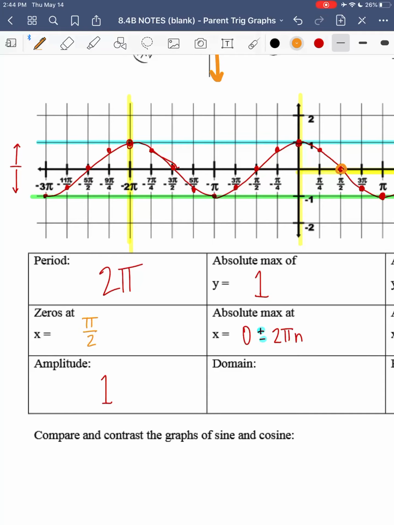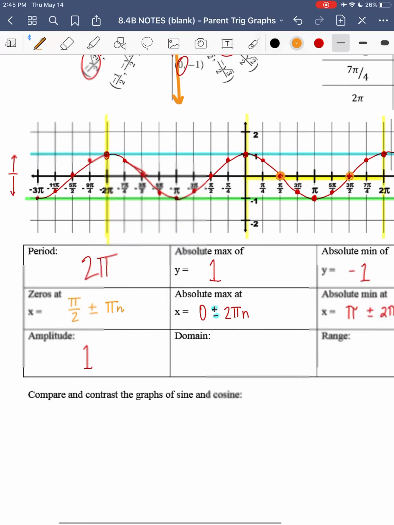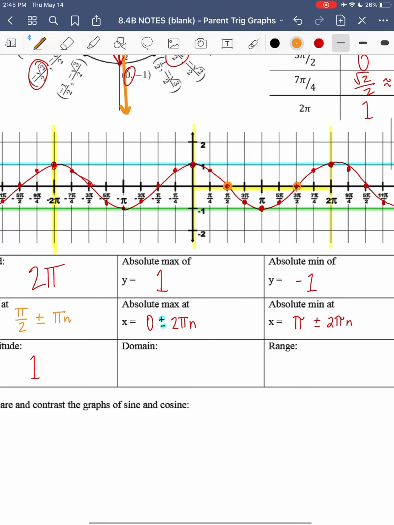And a half turn is just 180 degrees, which is just pi. So this is pi halves plus or minus any number of half turns. So we can do plus or minus pi n. It's like pi halves, 3 pi halves. Anyway, okay, we got our amplitude.